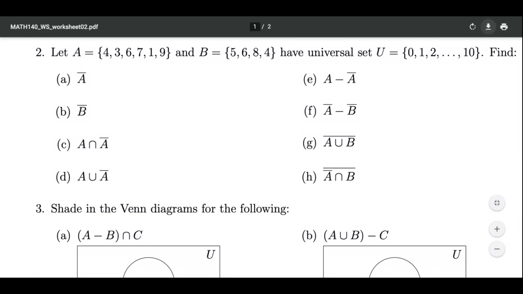Okay, F, G, H. So I'm leaving F, G, H. Let's see if we have volunteers to do F, G, H.